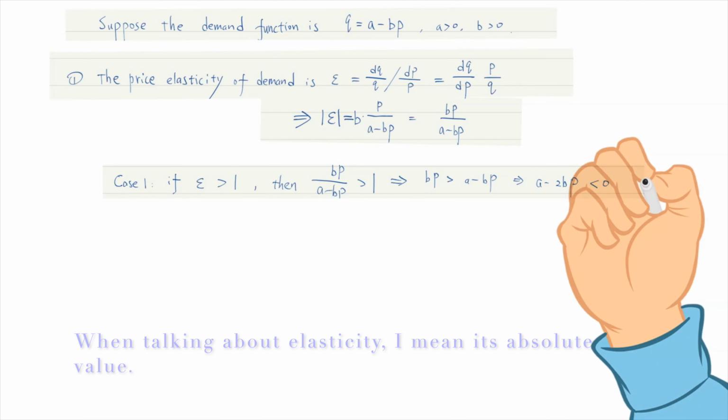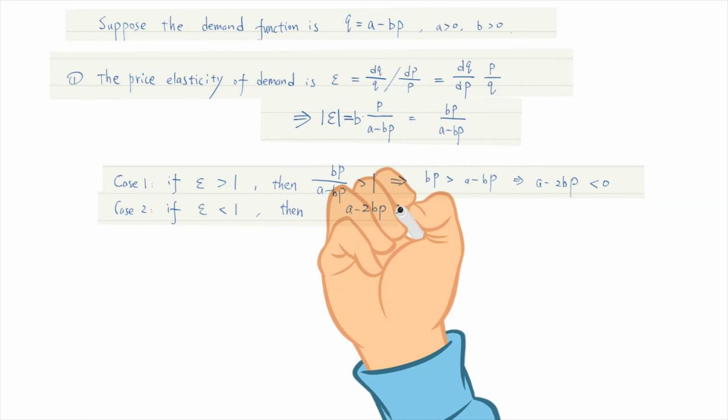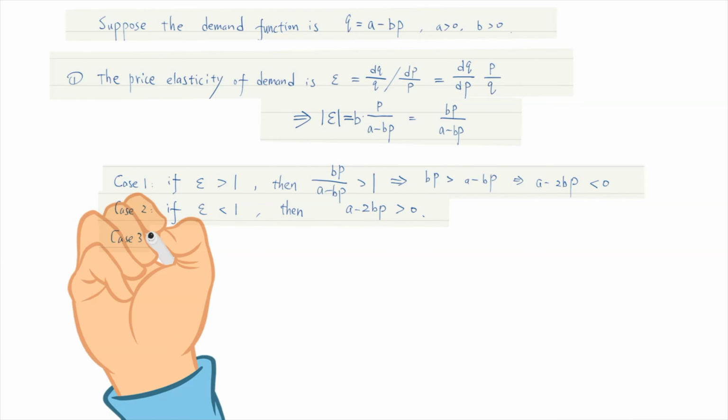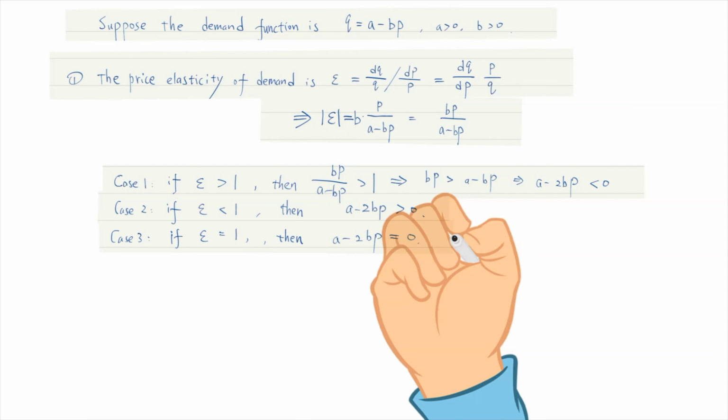If demand is elastic, epsilon is greater than 1, which implies A minus 2 times B times P is negative. If demand is inelastic, epsilon is less than 1, which means A minus 2 times B times P is positive. If demand is unit elastic, epsilon is 1, which suggests that A minus 2 times B times P is 0.